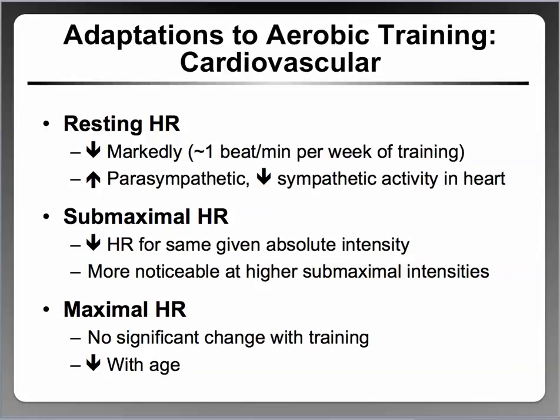If we move on to what happens with maximal heart rate, in theory you're not supposed to see any difference with training because your max is your max. It's your ceiling no matter what training state you're in. And this holds true. You don't see any significant change in maximal heart rate with endurance training. However, you do see a gradual decrease in maximal heart rate with age, and you all probably pretty well know this.